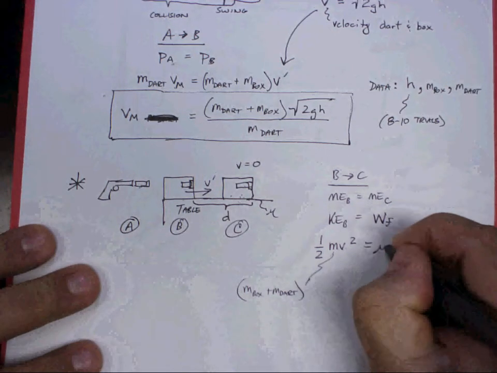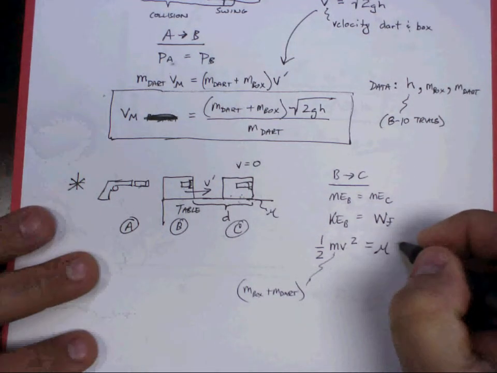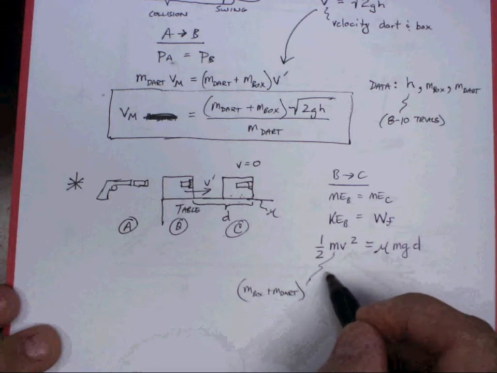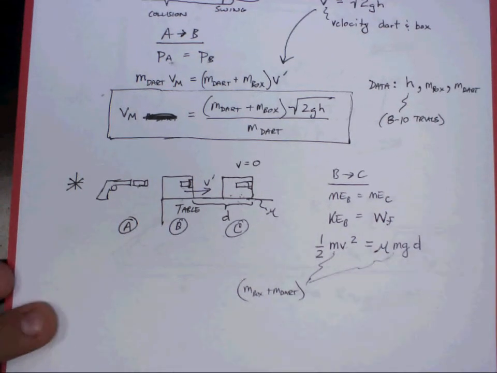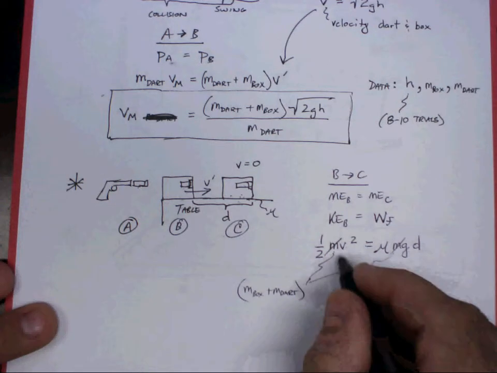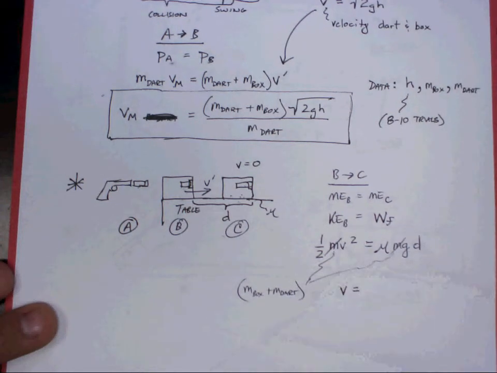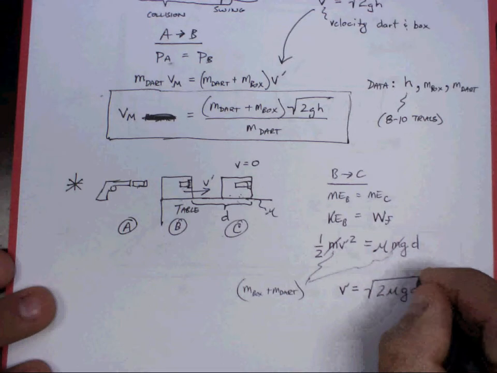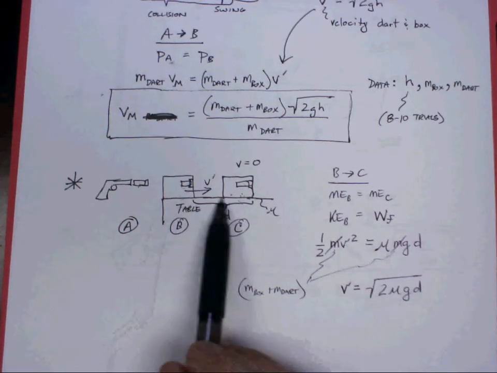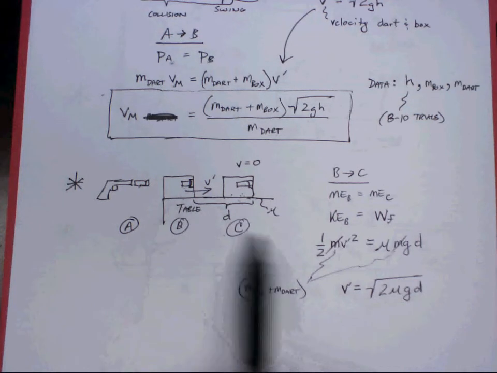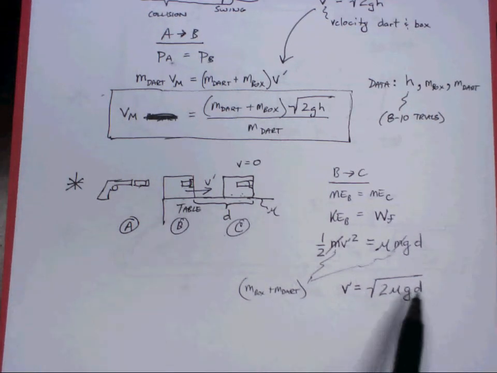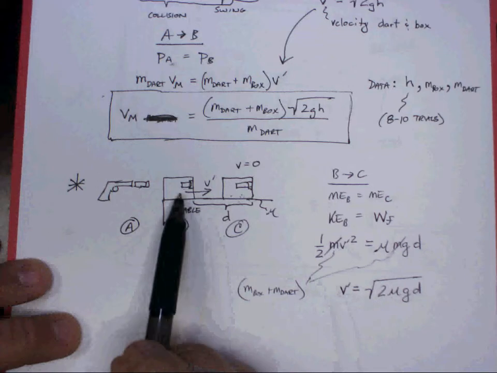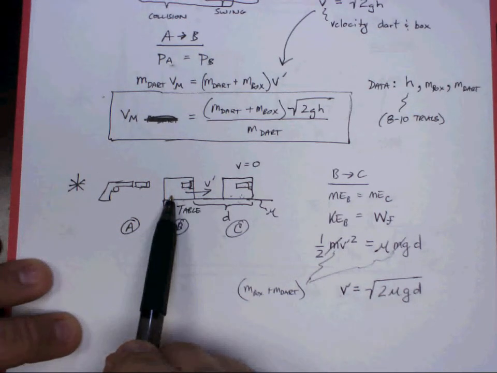Equals, and what's the work done by friction? What's the formula for the work done by friction? Well, it's force of friction times distance, right? And what's force of friction? Anybody remember? Yeah, mu times normal force. What's normal force? mg, times the distance the box slides. Now, the mass here is the same, so what can we do with those masses? Yeah, they cancel. And if we solve this for v, we get the square root of 2 mu g d.